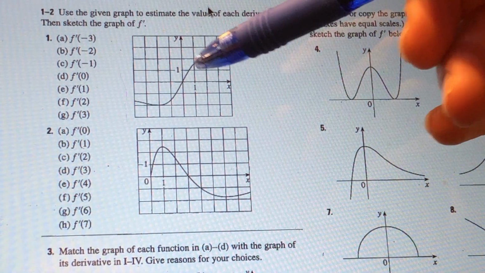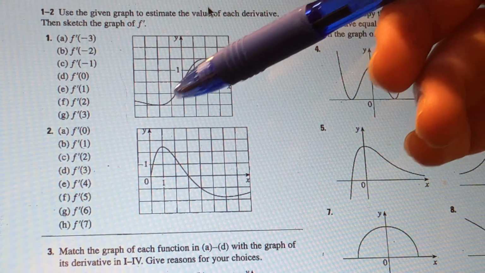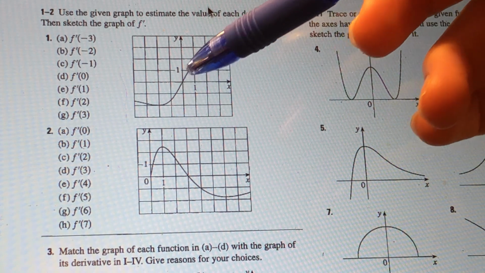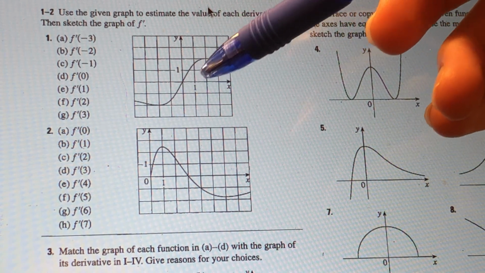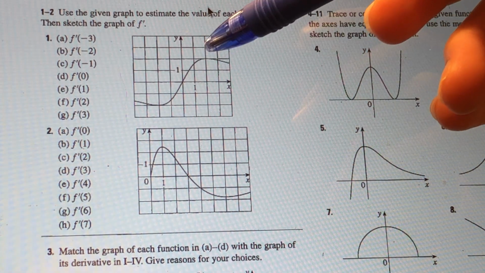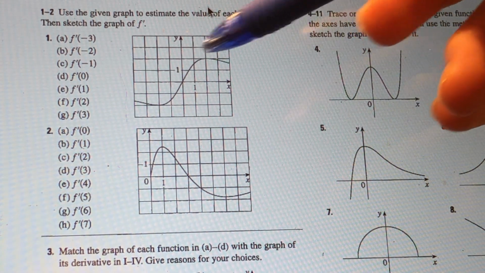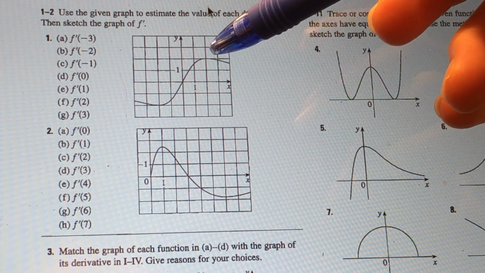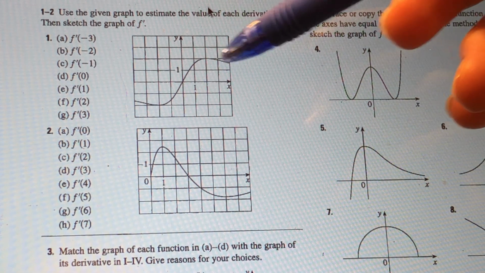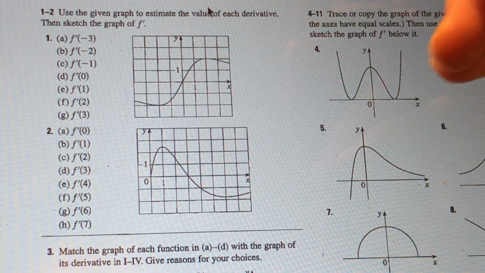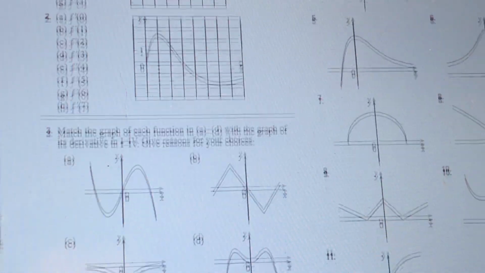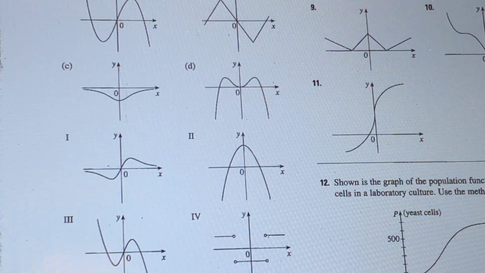Then at x equals negative 1, it's going uphill, so the derivative is positive. When x is 0, it's still increasing, so the derivative is positive. When x is 1, it's still increasing, so the derivative is positive. When x is 2, it looks like it hits a max, so the derivative is 0. And when x is 3, it's going downhill slightly, so the derivative is negative. So all we were doing is putting pluses or minuses there.